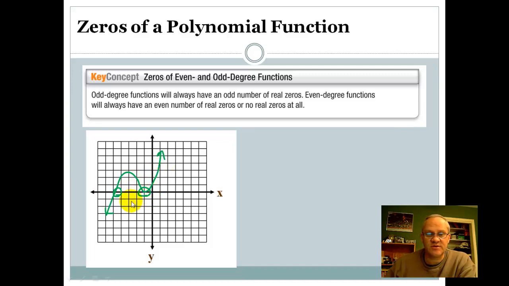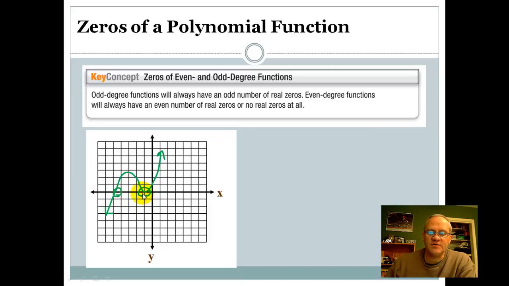I'm sure we'll talk about that a little later on at some point. But technically, in this situation, there still are an odd number of zeros. It's 1 here and then a double root, so 1, 2. Both your zeros are the same thing on that one.